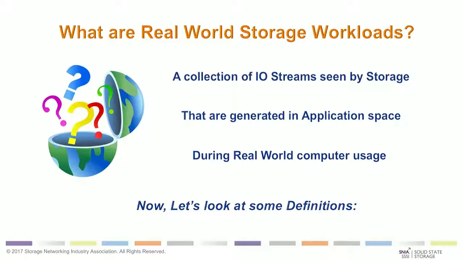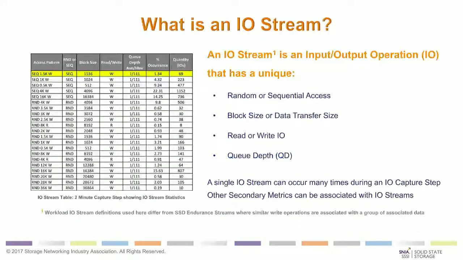So you might ask, what do you mean when you say a real-world storage workload? We're merely talking about a collection of IO streams that's seen by storage that you generate in your application space during real-world usage. This is different than the lab workload, which is a corner case. Here, whatever you're doing on your system, we capture that activity, and we capture it at a specific level in the stack. I've thrown out a few terms here that may not be clear, so now we're going to look at some basic definitions so we can understand what we're talking about.